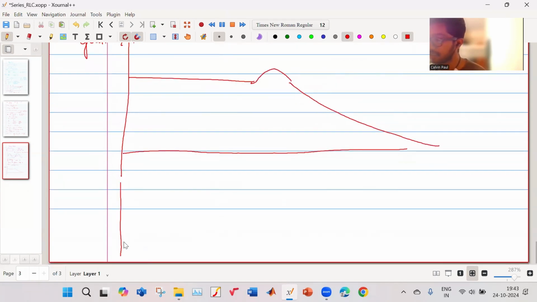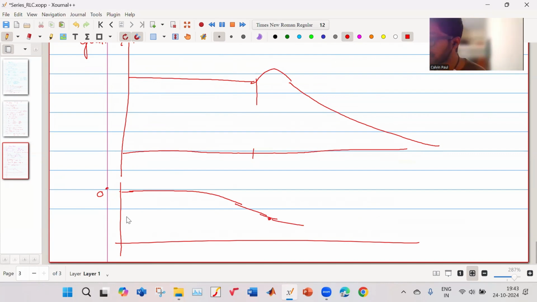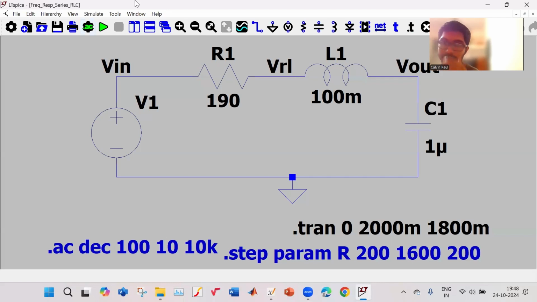And the phase curve will start at 0 degrees. It will go on, and at this point it will reach around minus 90 degrees. And finally, at steady state, it will settle at minus 180 degrees. We have considered one particular situation where the natural frequency is 500 Hertz and the damping is around 0.3. These are some calculations which I have made prior to recording this video.